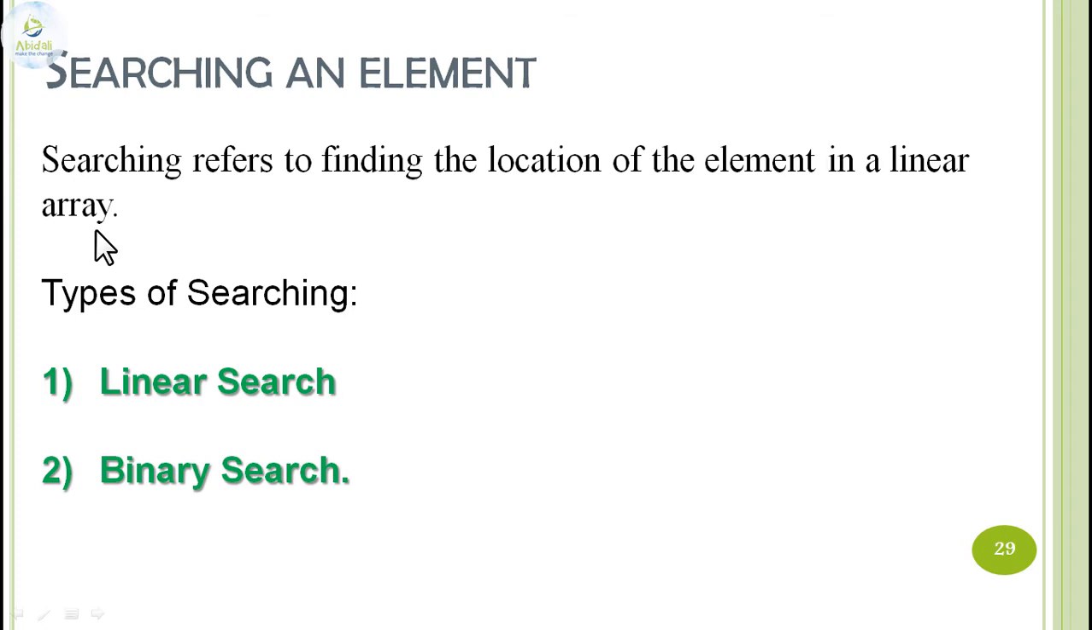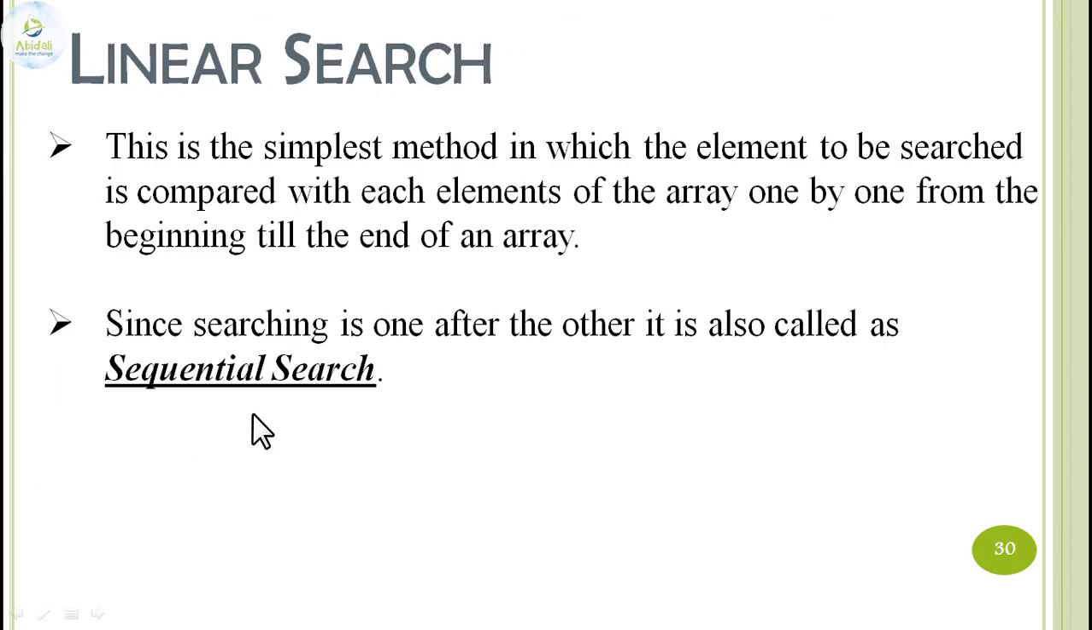There are two types of searching techniques that we will be discussing in this course. The first one is the linear search, also known as the sequential search. The second one is the binary search. So in today's class we will be exploring all the details about the linear search and looking at other aspects of it.